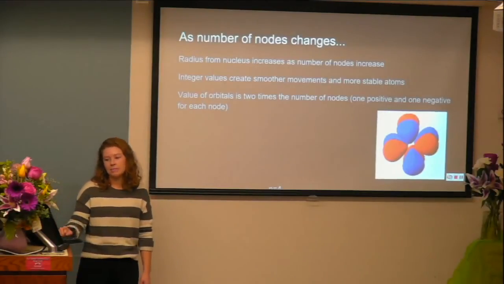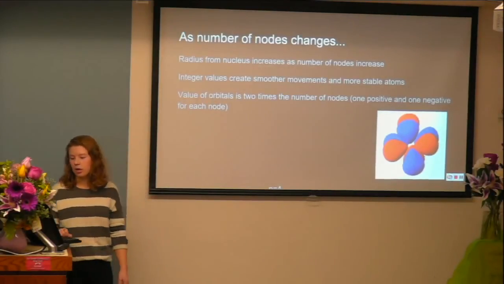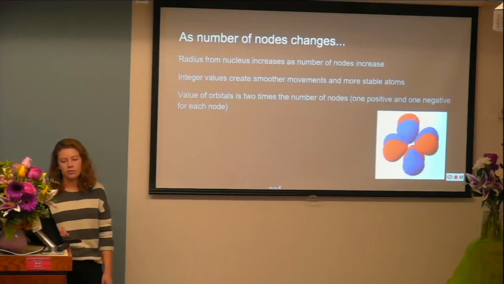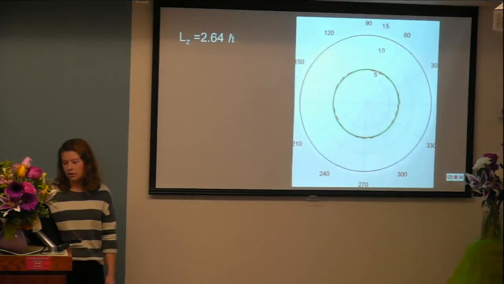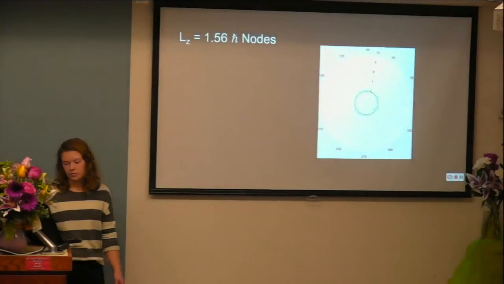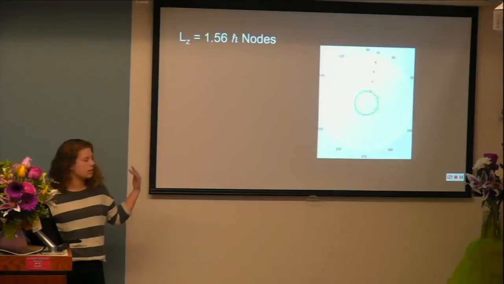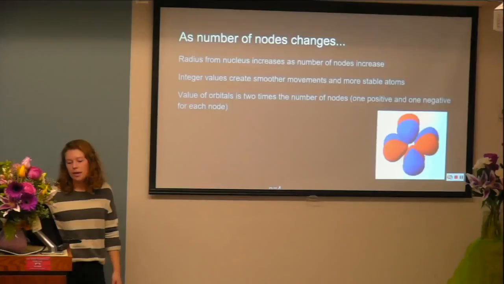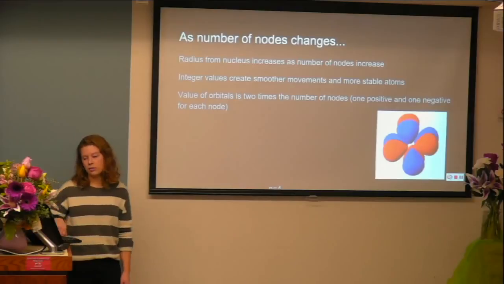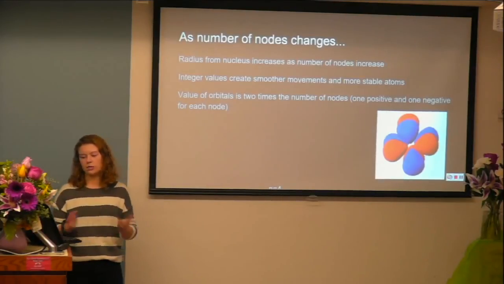So the conclusions for this project were that as the number of nodes increases, the radius from the nucleus increases. If we go back and compare the radius of each of these, it clearly gets larger as we move forward, and finally the largest at 3 nodes. And as I mentioned before, the even integer values create smoother movements and more stable atoms. And then the number of orbitals is 2 times the number of nodes, so there's 1 positive and 1 negative for each node.